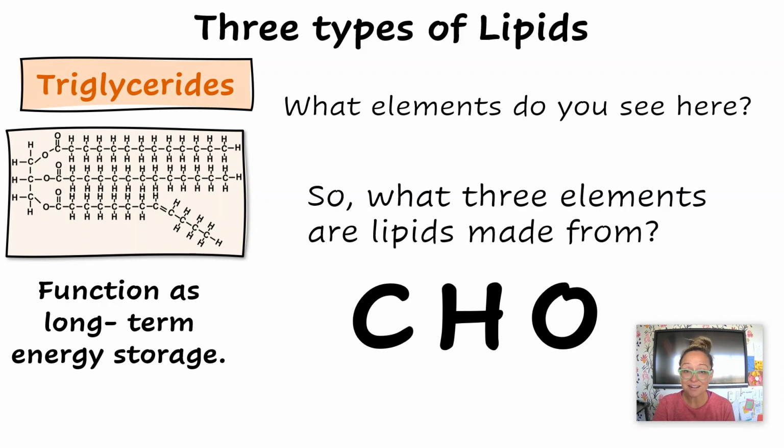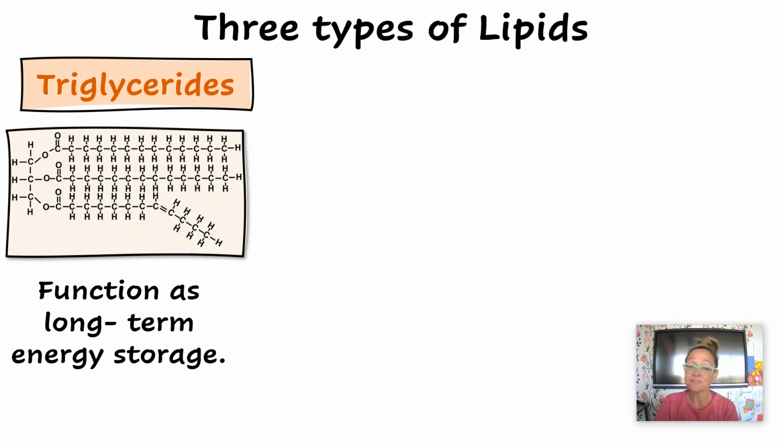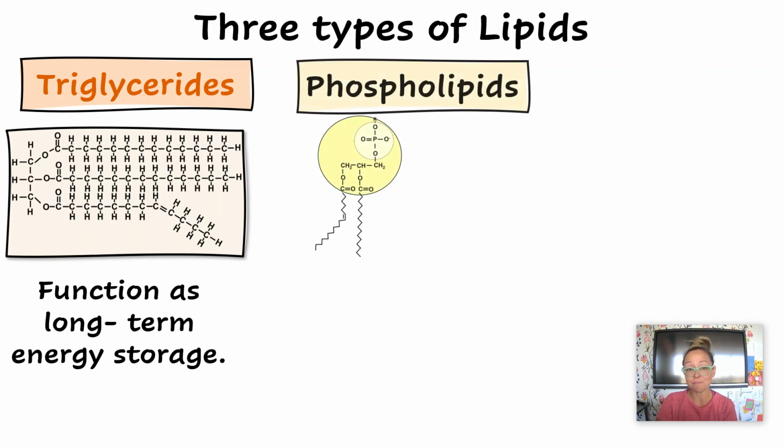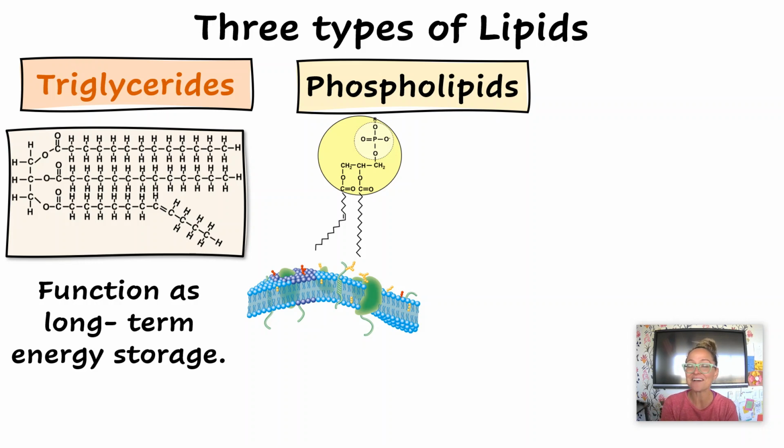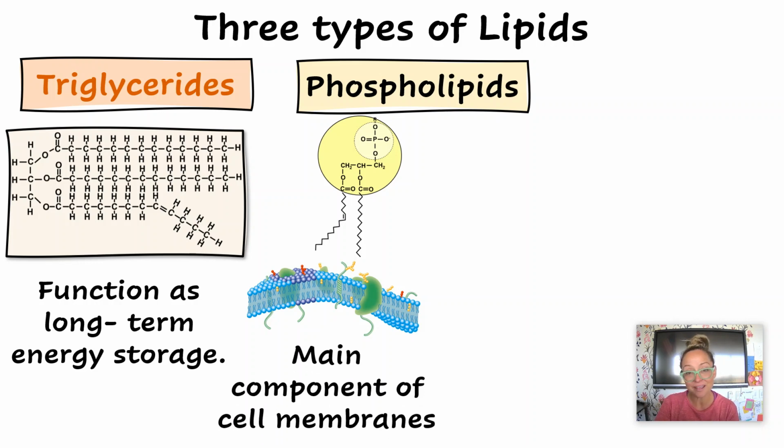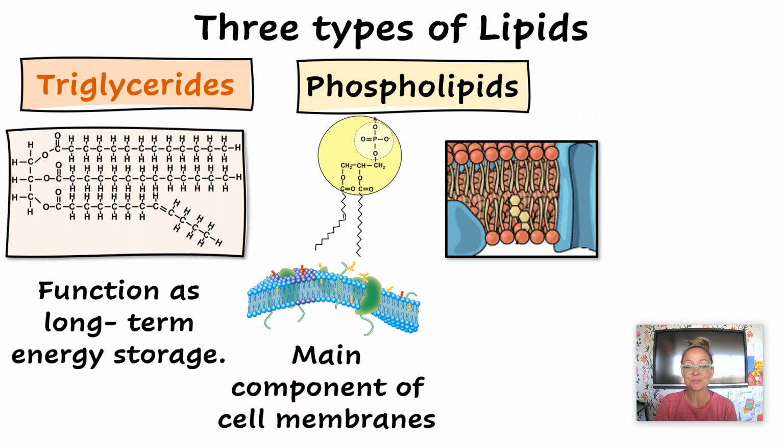Now, while triglycerides are the main type of lipid, there's actually 2 more. All of our cell membranes are mainly composed of a type of lipid called a phospholipid, which again, we'll talk about in more detail a few slides from now. So phospholipids are the main component of cell membranes. And in this picture here, it's the thing that has the circle with 2 little legs coming down.